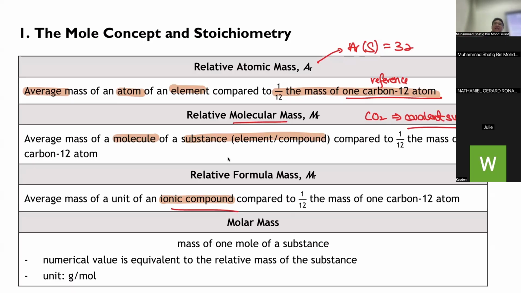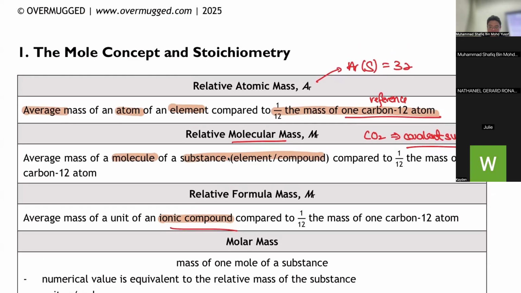But at the end of the day, we can represent MR as either this or this. And if I ask you to calculate the MR of, let's say, CO2, how do you go about calculating it? What would be the math, everyone? You all know how to calculate? Any idea? Ryan, do you know how to calculate the MR of CO2? 44. How do you get 44?